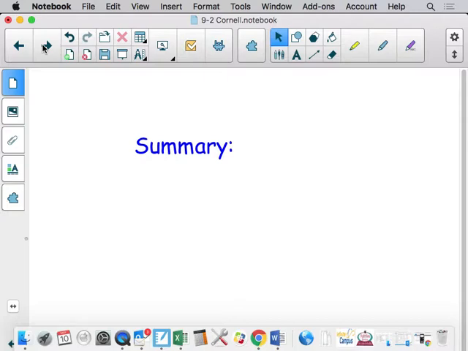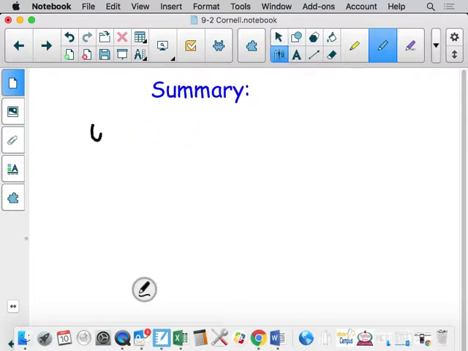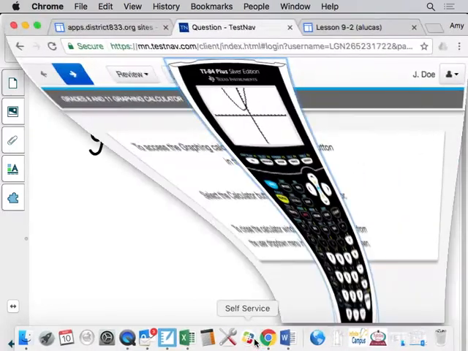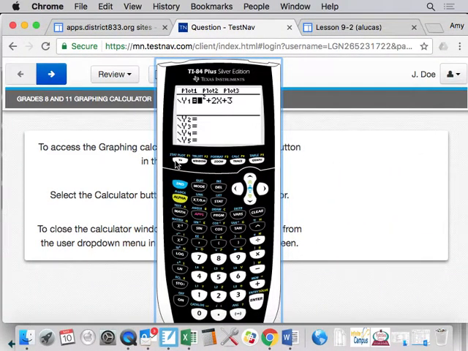Now what we didn't see was one that had one solution. So I'm going to make sure that I show you one that would have one solution. I think that this one, x squared plus 6x plus 9, is going to have one solution. So x squared plus 6x plus 9. Yeah, this one has one solution.